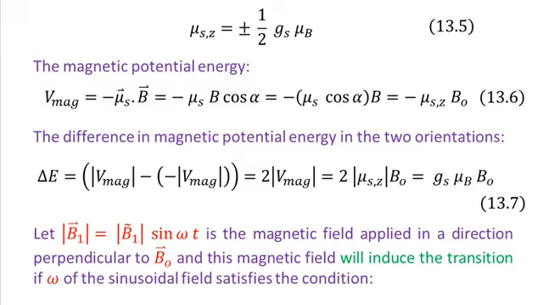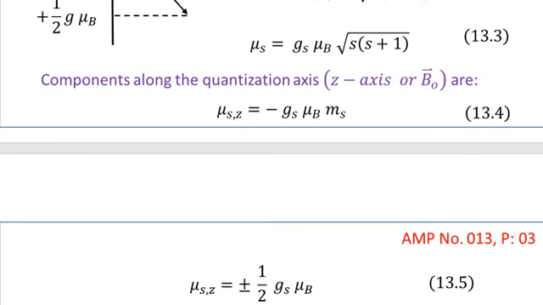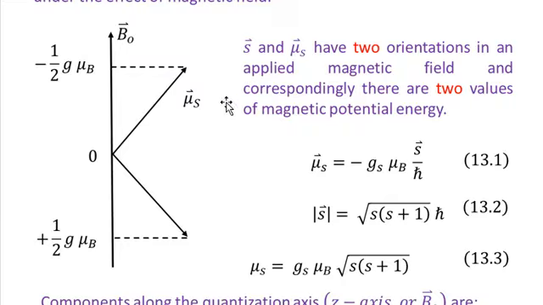The difference in magnetic potential energy in the two orientations. You see that here I have discussed the two possible orientations. That is, the spin magnetic moment could be along the positive B direction or along the negative B direction, with its two orientations of the z component, one along the positive B direction and the other along the negative B direction. So these two actually represent the two levels of the electron spin in the presence of the external magnetic field.